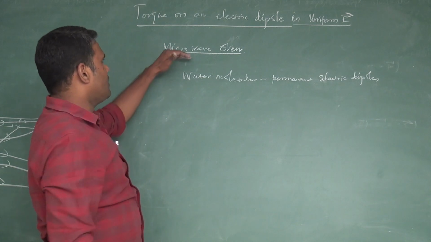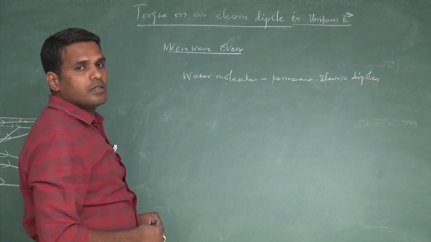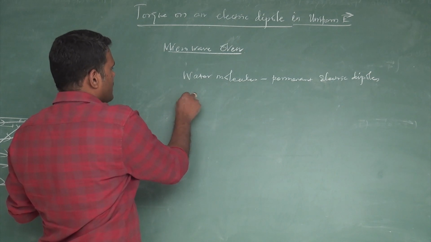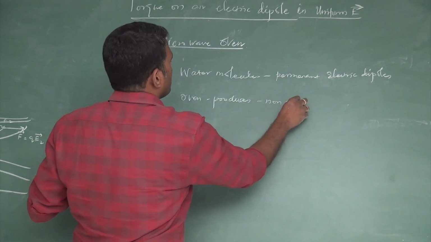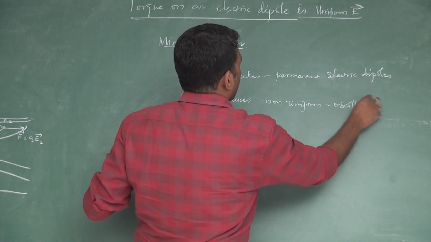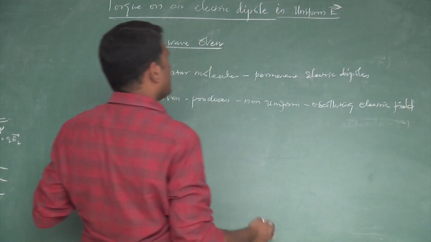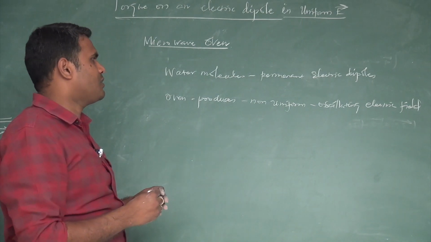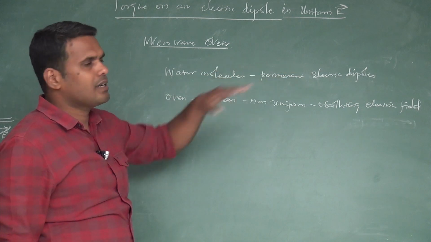When the microwave oven is operated, it produces a non-uniform oscillating electric field. A non-uniform oscillating electric field is nothing but a microwave. Microwaves always vary in the form of sinusoidal variation, so the field is said to be non-uniform. So a non-uniform oscillating electric field will be produced.